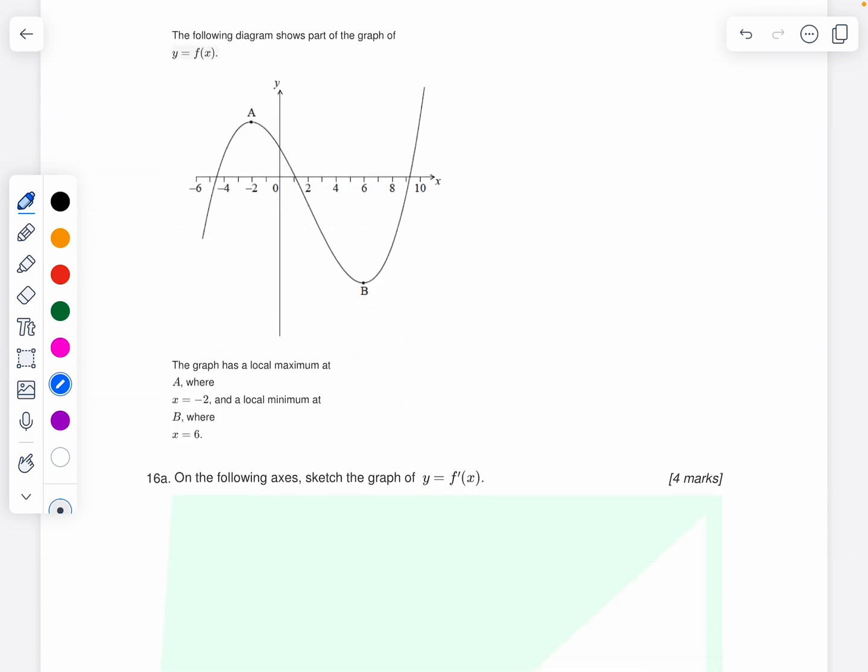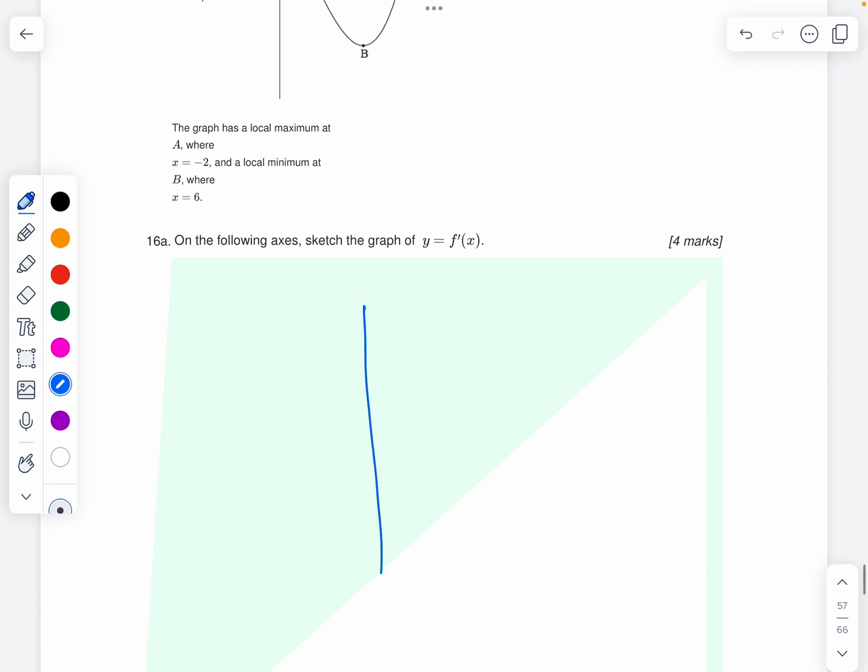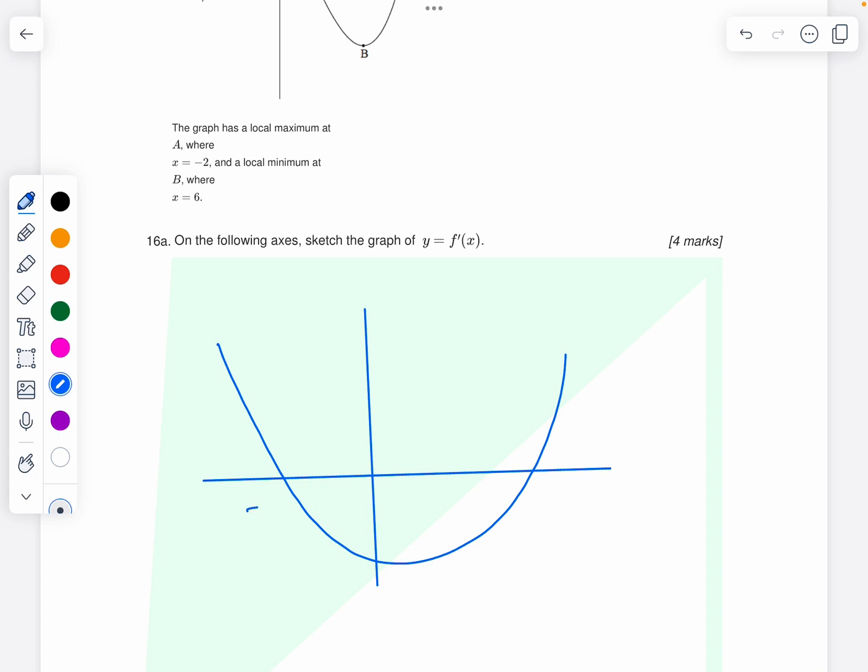The following diagram shows part of the graph. The graph has a local maximum at a where x equals minus 2 and a local minimum at b where x equals 6. On the following axis, sketch the graph. So I am sketching the graph over there. At minus 2 and 6, this is positive to negative, so it's going to become minimum. This is negative to positive, so this becomes maximum.